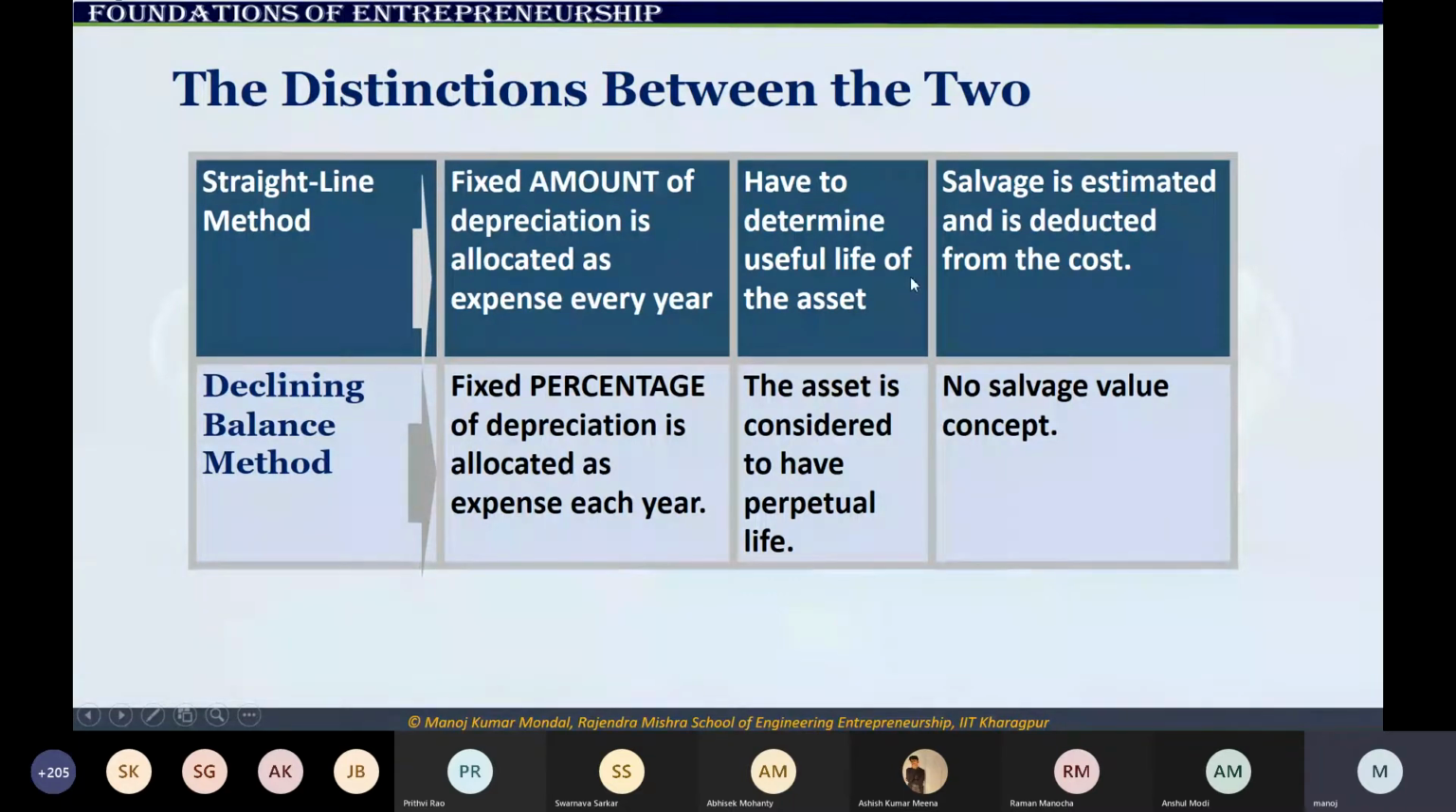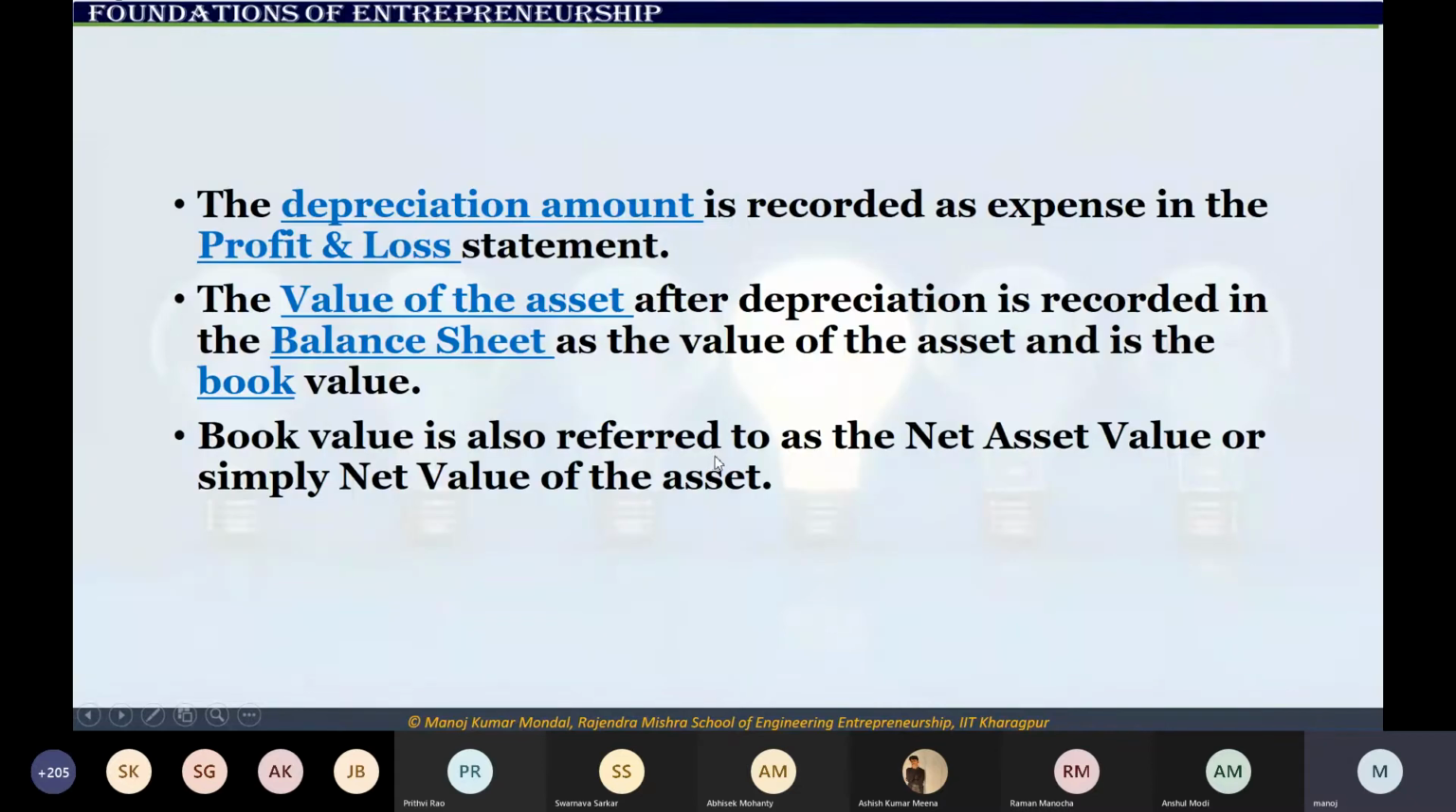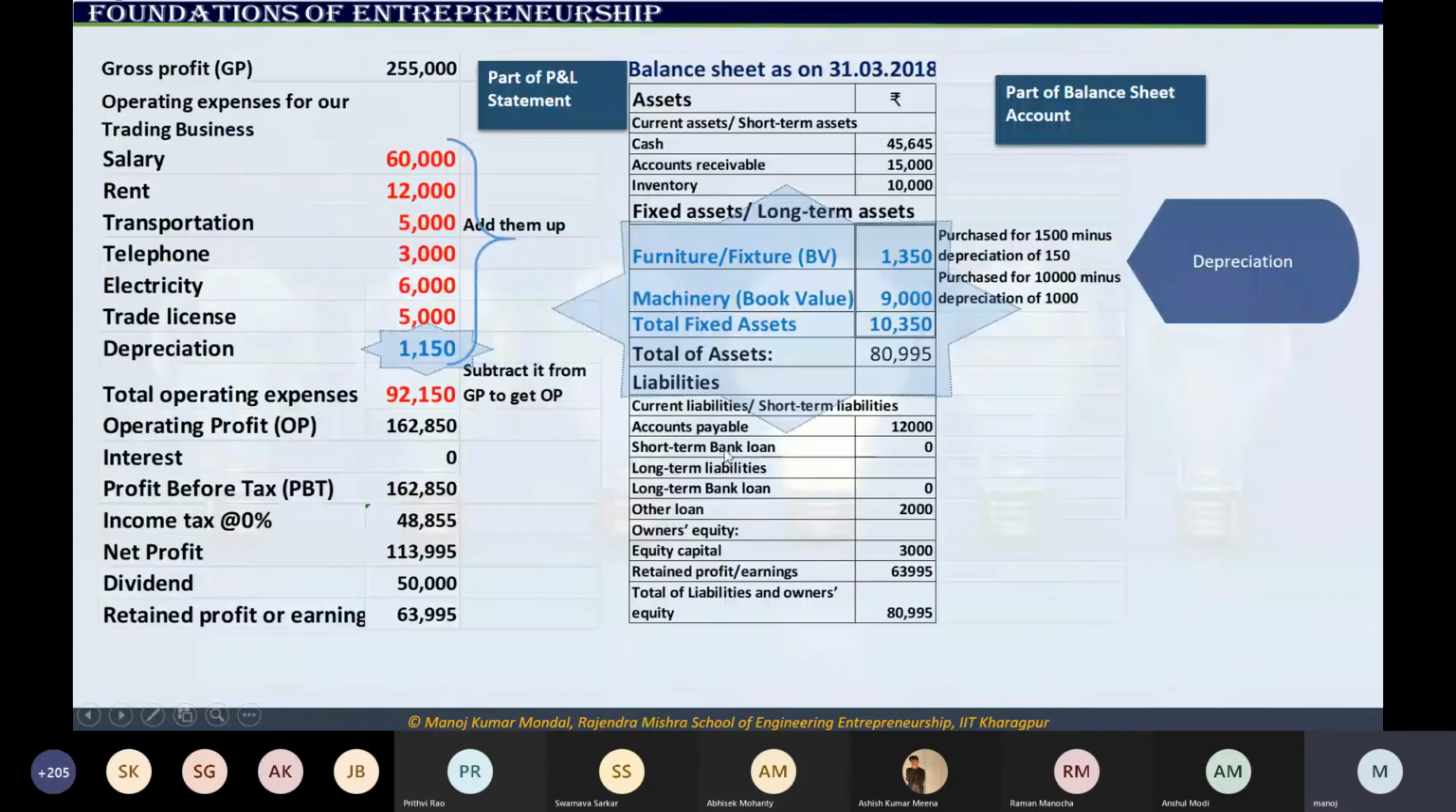You have to determine useful life. You need this information, how many years this asset will run. So if it is 5 years, you divide the depreciable value by 5 years. Here there is no concept of the life being perpetual, and there is no concept of salvage value. There is a concept of salvage value. I hope you understand all this. So nothing big is there. This is just an example.